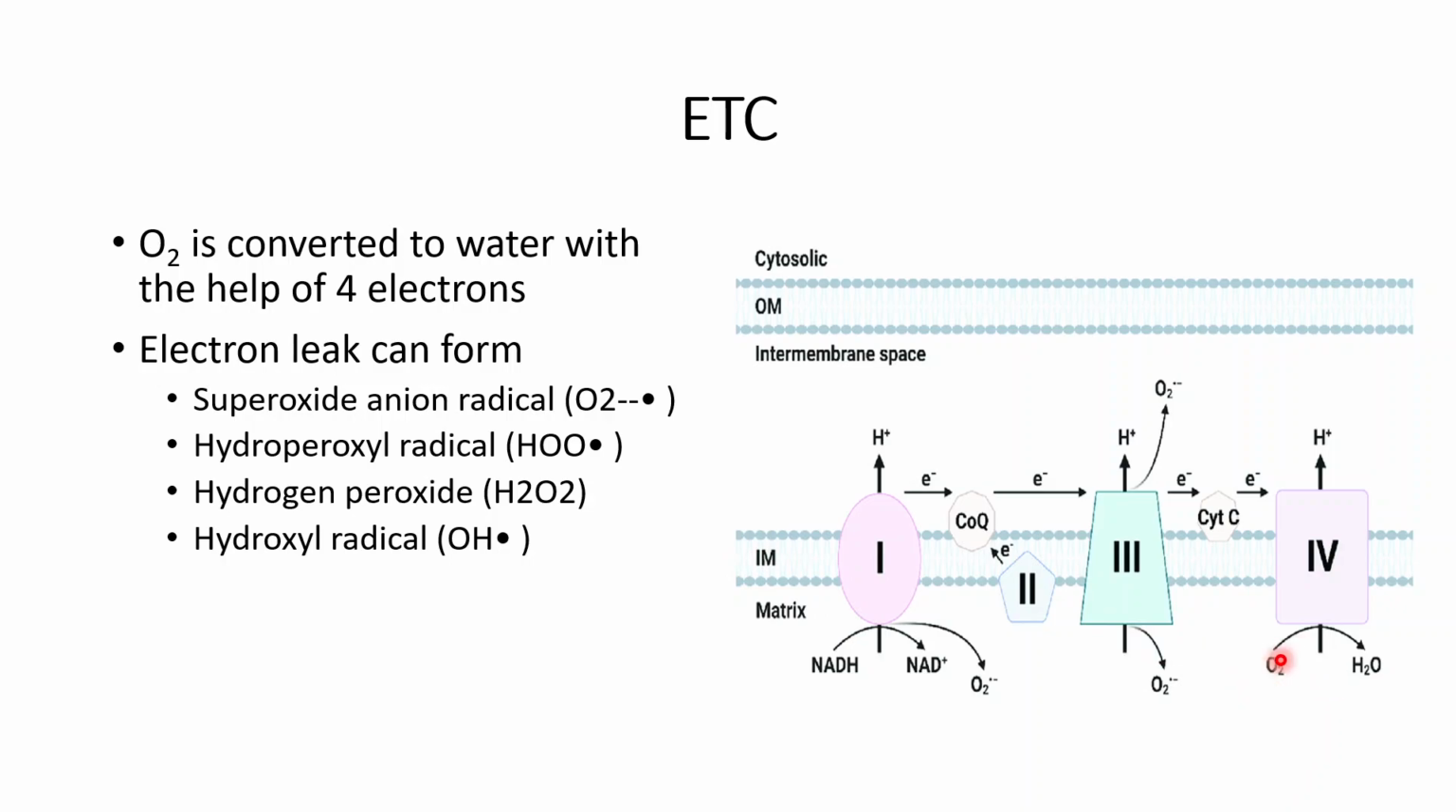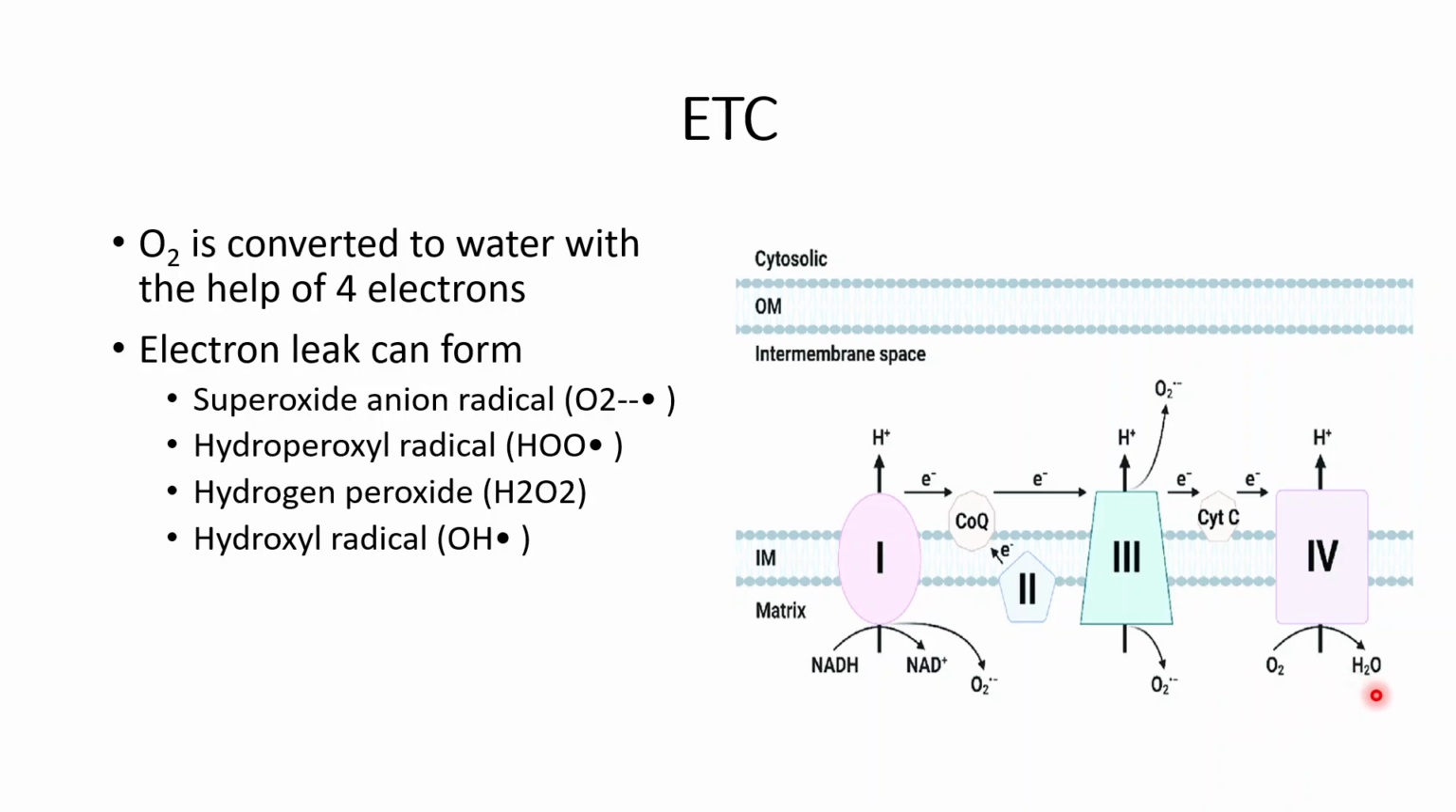So this is the electron transport chain, complex 1, 2, 3, 4, present in the inner mitochondrial membrane. This is the intermembranous space, this is the matrix, this is the cytoplasm, this is the outer membrane, this is the inner membrane of the mitochondria. On the inner mitochondrial membrane, we have the electron transport chain complex 1, 2, 3, 4. As the electron is transported from complex 1 to complex 4, these 4 electrons combine with oxygen and it is converted to water. So this is a normal process.